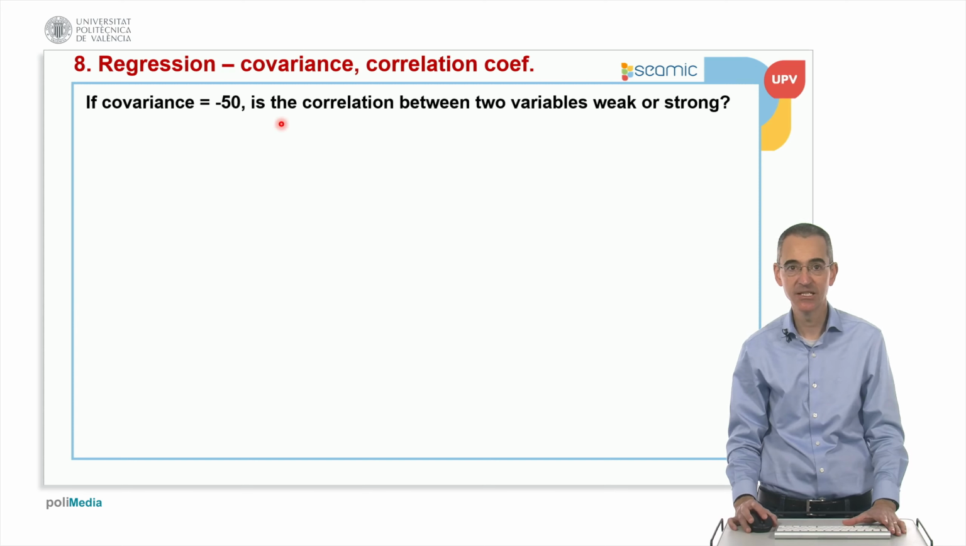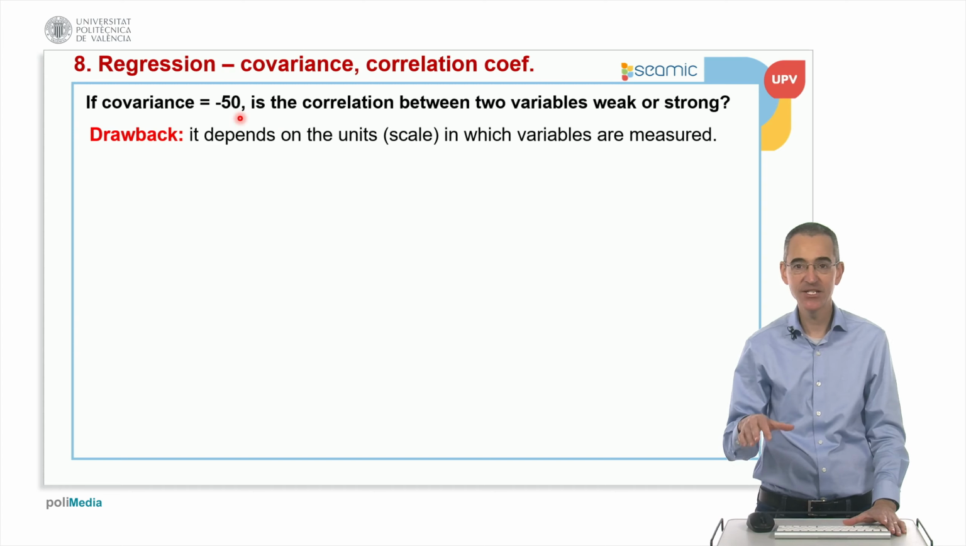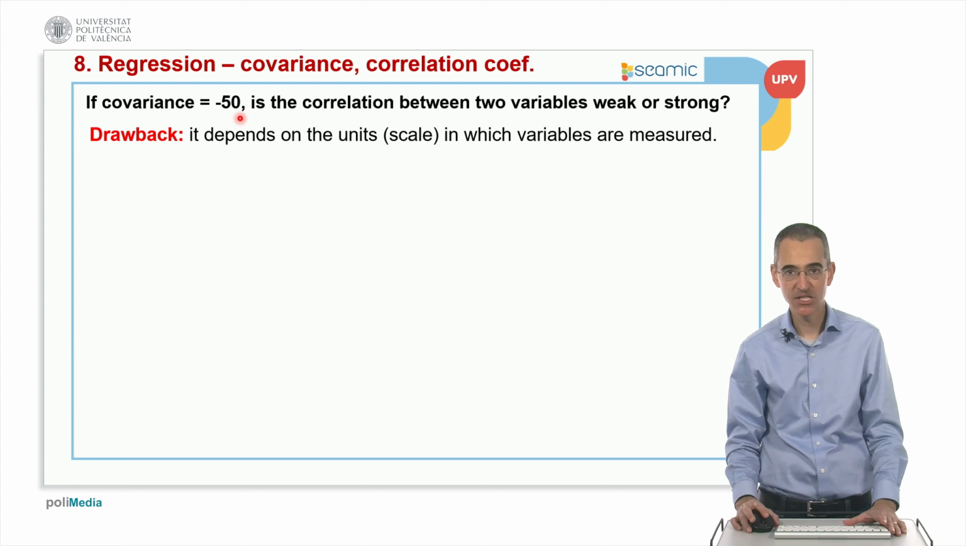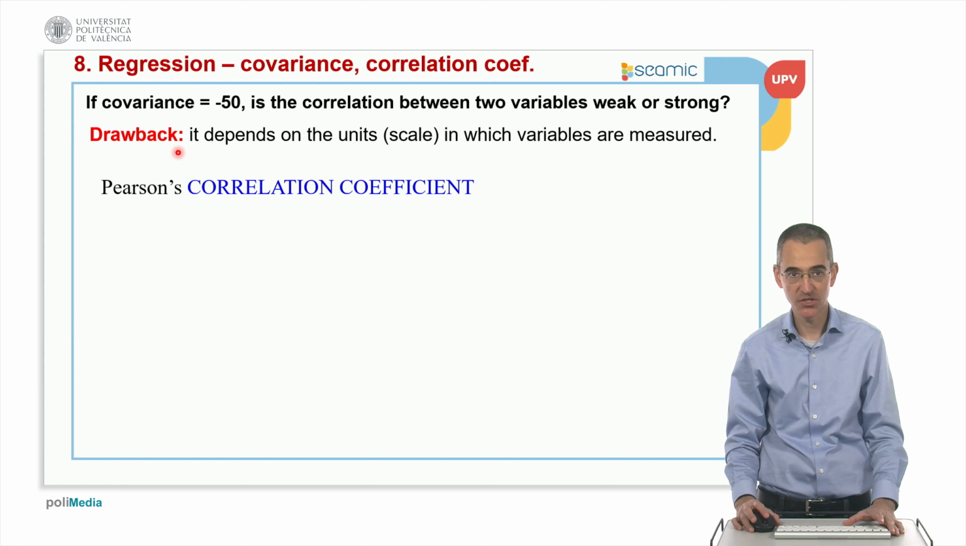So is the correlation between the two variables weak or strong? Well, okay, the drawback is that we cannot answer this question. We cannot know if the degree of correlation is weak or strong. So the drawback of the covariance is that it depends on the units. It depends on the scale in which the variables have been measured.